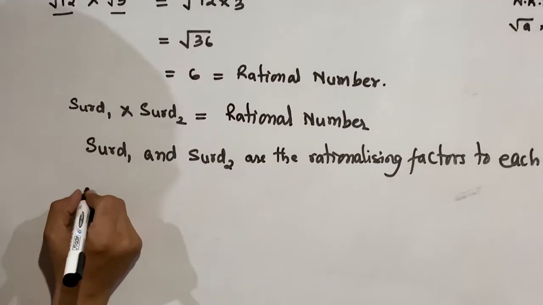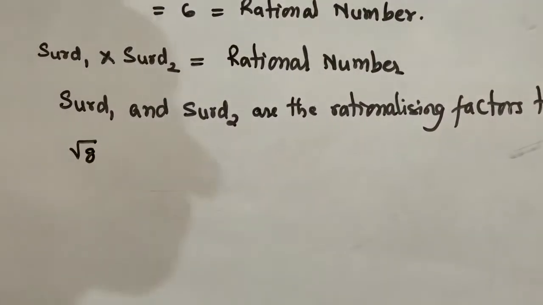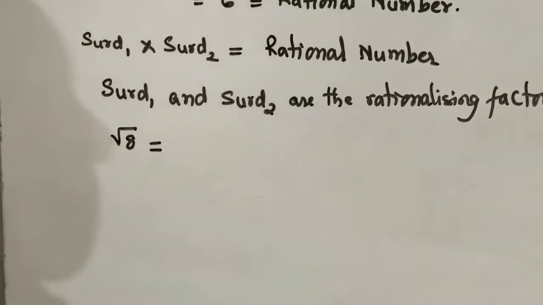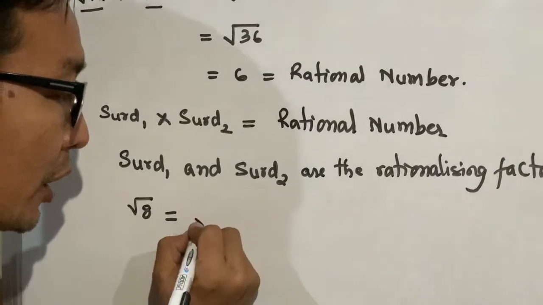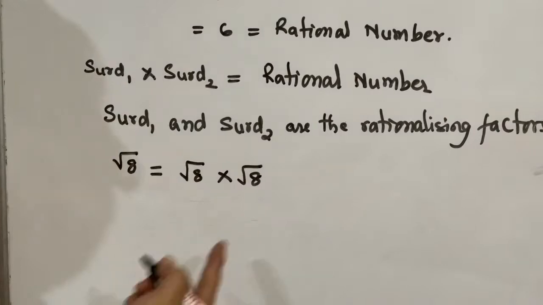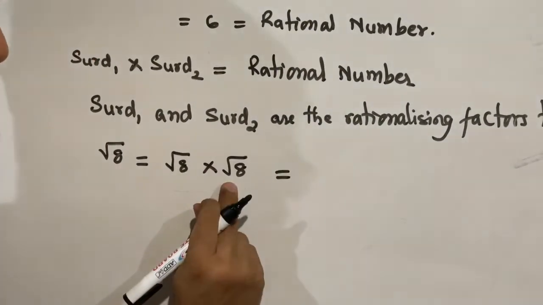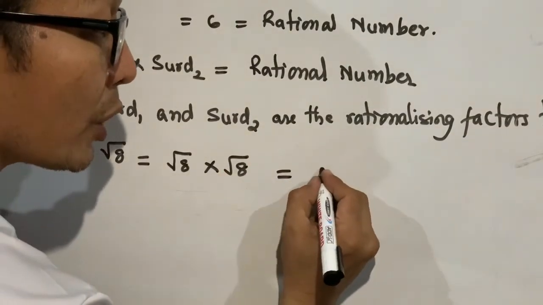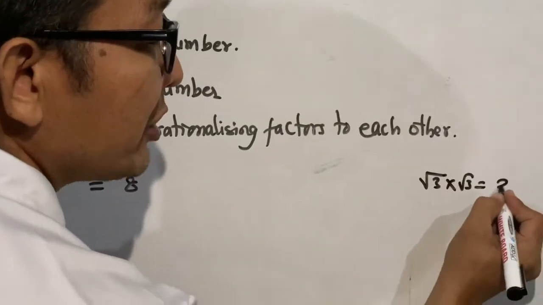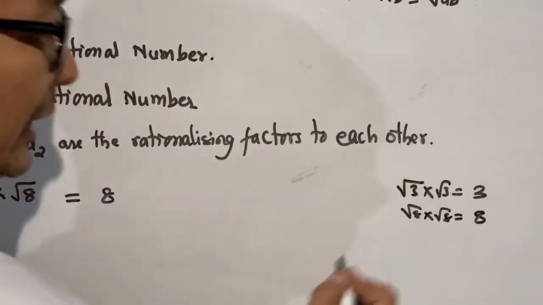Let us consider some other irrational number. Let us consider root 8. Root 8 is an irrational number. If we multiply root 8 by root 8, what is the product? The square root of 8 times the square root of 8 is 8.